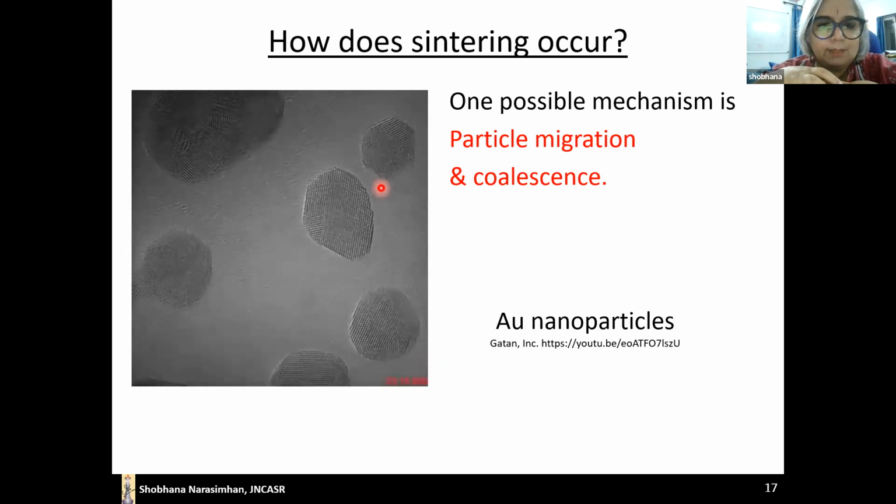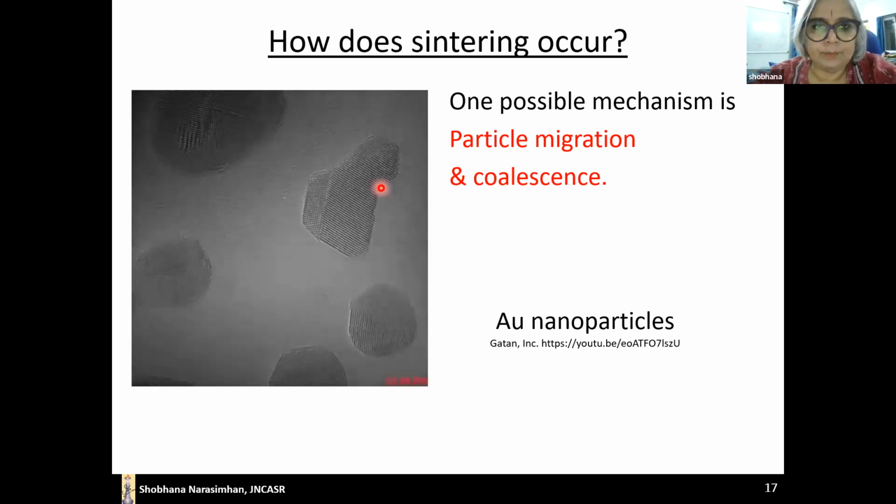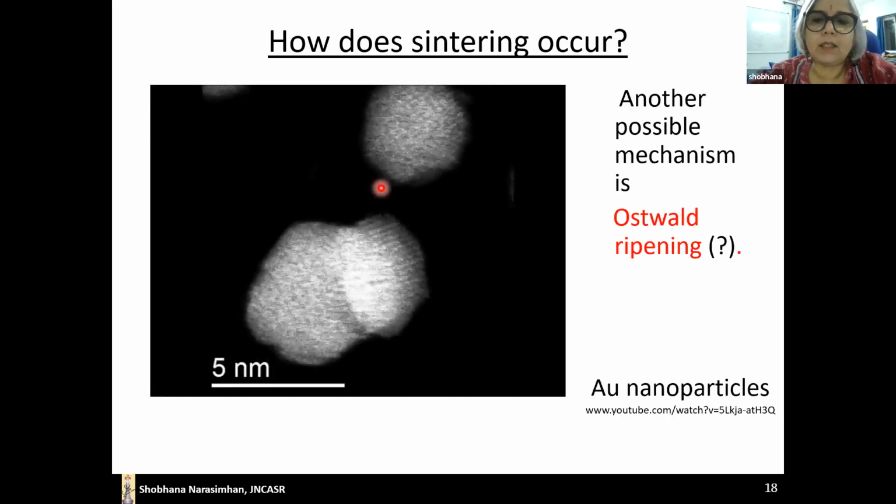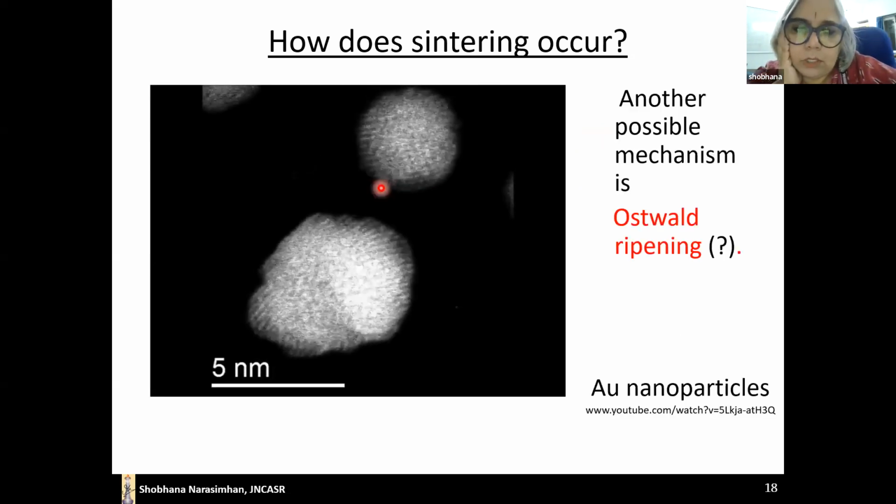So let me just wait a few seconds. Yeah, so you see they've approached each other and now you have coalesced into a larger nanoparticle. So the other possible mechanism is Ostwald ripening.